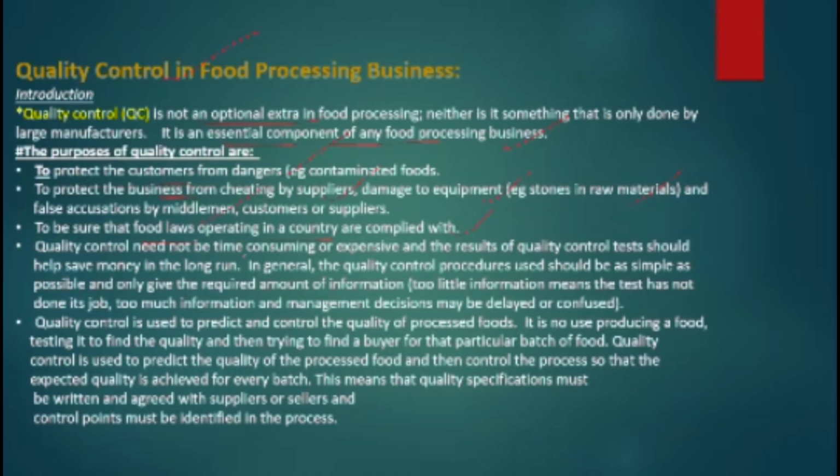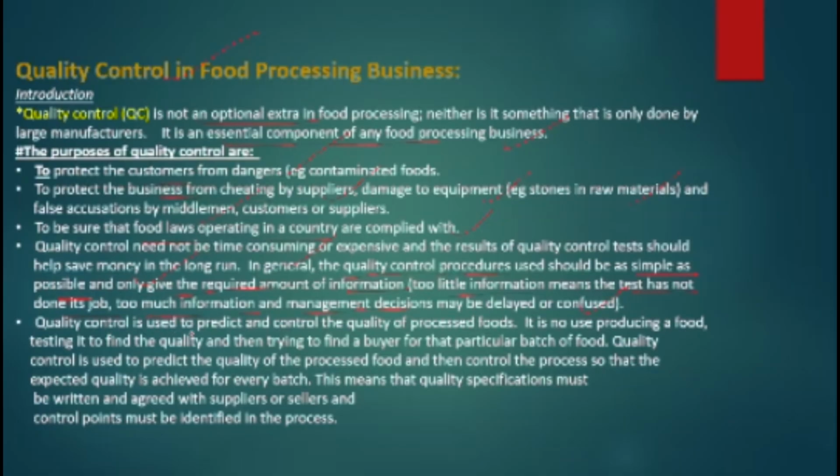Quality control need not be time consuming or expensive, and the results of the quality control tests should help save money in the long run. In general, the quality control procedures used should be as simple as possible and only give the required amount of information. That is, too little information means the test has not done its job. Too much information and management decisions may be delayed or confused.